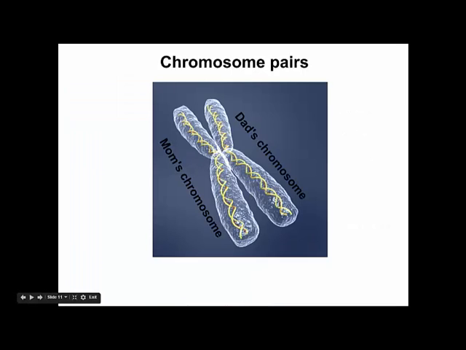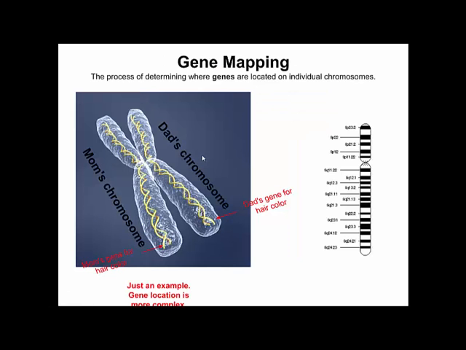If we're looking here, here's mom's chromosome, here's dad's chromosome. It's a pair, so those two join together. So what is gene mapping? You might have heard this on the news or read an article about it. Gene mapping is the process of determining where genes are located on individual chromosomes. An example would be maybe down here is the gene for hair color. There's the mom's gene for hair color, dad's gene for hair color. This is just an example. Understand that gene location is a lot more complex than this, but this is what they're doing.